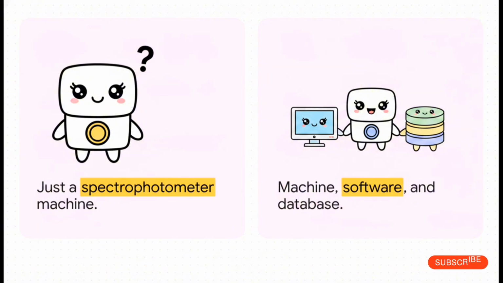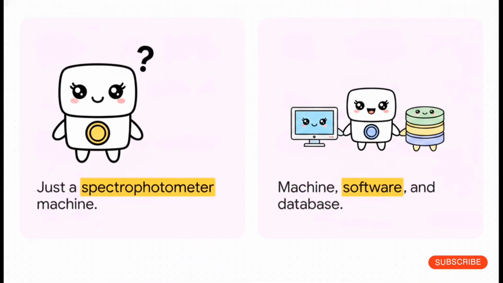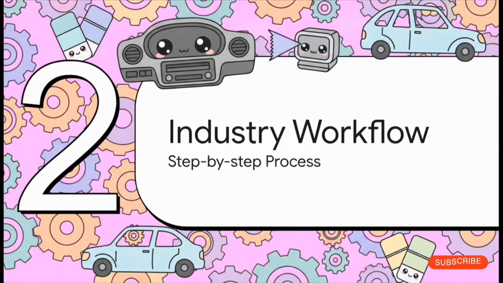Out in the industry, the machine merely takes the physical reading. It's the software that actually makes the critical decisions, and it's based on those intelligent decisions that the R&D engineer is able to tweak and improve their formulation. Moving right along to Section 2, the real industry workflow.